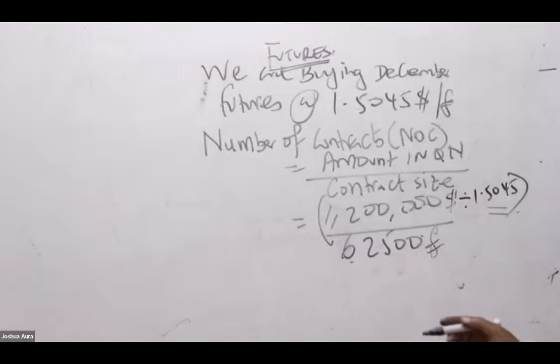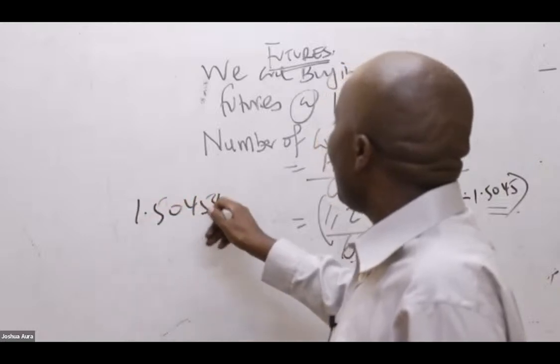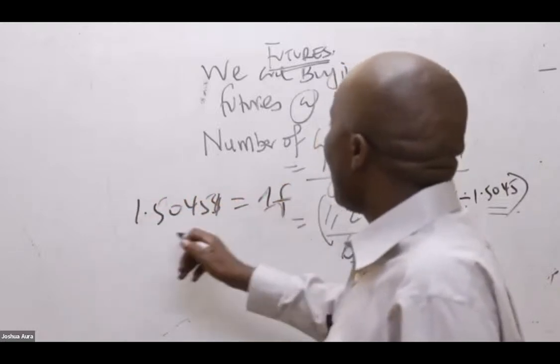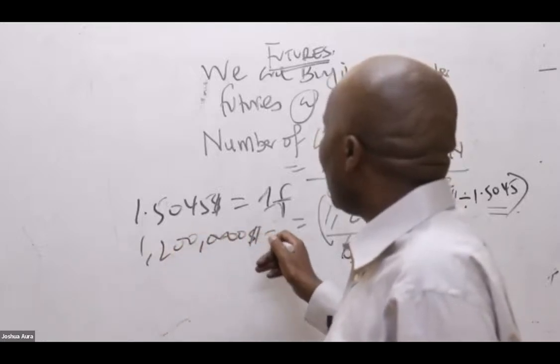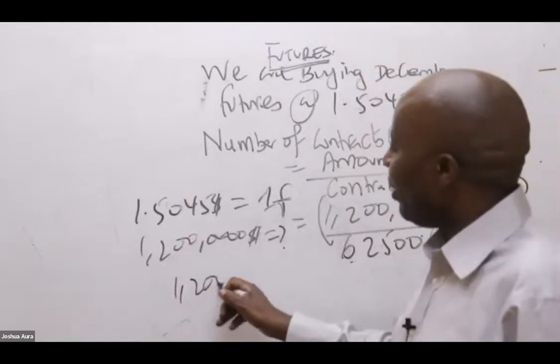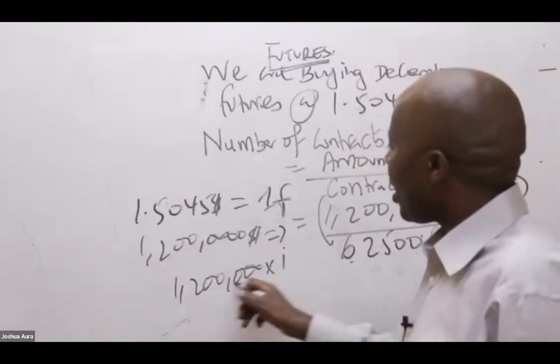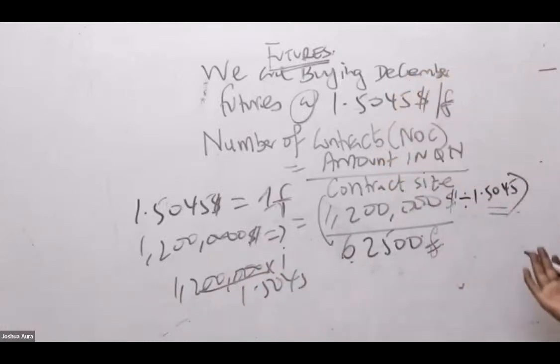Or we do it in mother tongue. In mother tongue we say 1.5045 dollars equals 1 pound. How about 1.2 million dollars? If you try cross multiplying, it will be 1.2 million times 1 over 1.5045. Then you will get something, and whatever you get, you divide by 62,500.